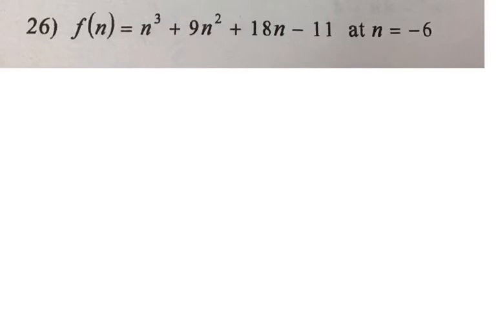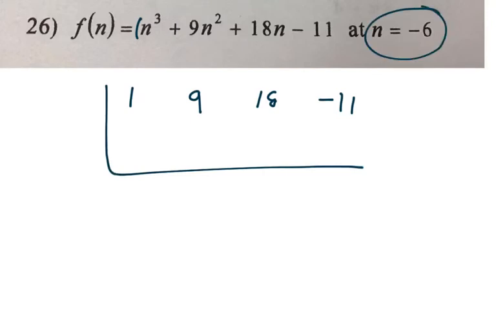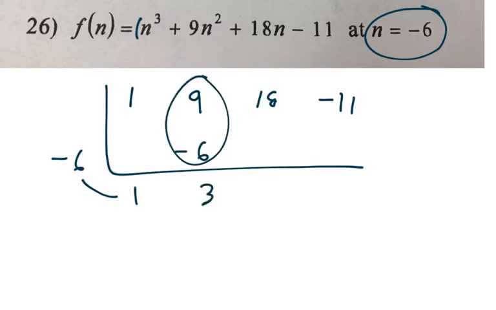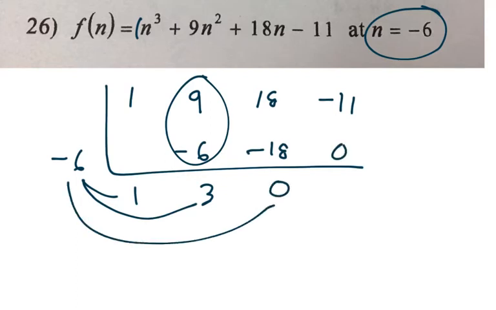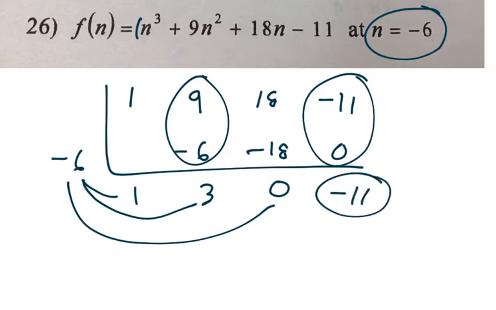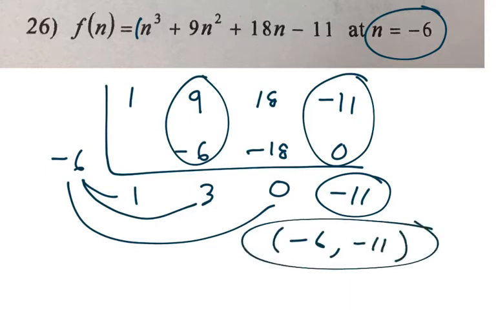On number 26, again, let's just take the 1 coefficient there, the 9 for the n squared, 18, and the minus 11. This time we're plugging in negative 6. We bring down the 1, we multiply, negative 6. 9 minus 6 is 3. We multiply those. Negative 18, we get a 0. We multiply that times 0, of course, is 0. Negative 11 and 0 is negative 11. So negative 6 gives me negative 11.